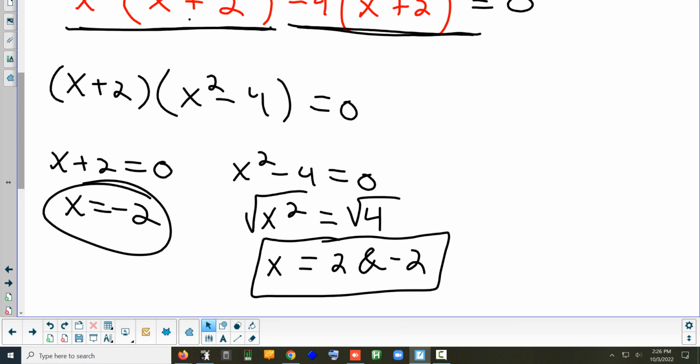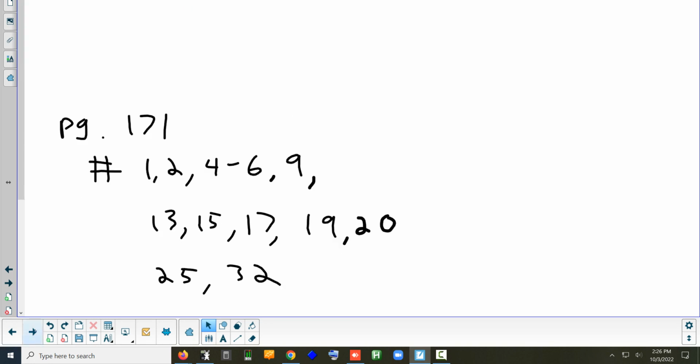And that's called factor by grouping. Questions on that? All right. So that pretty much covers section 3.3.